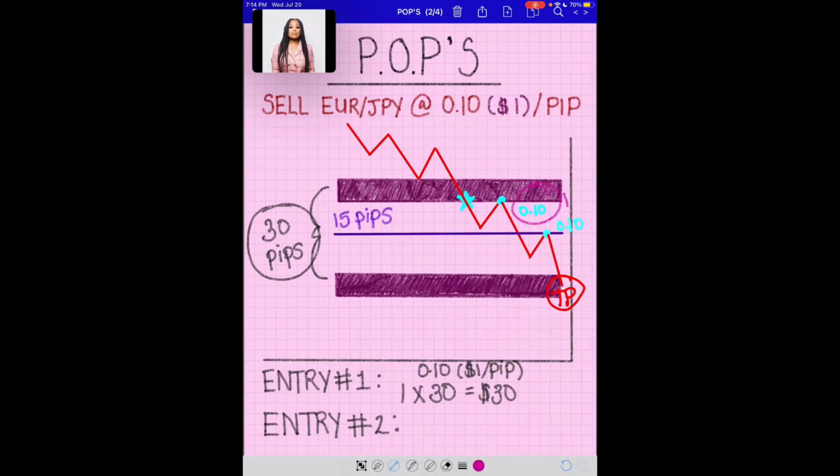However, since we were able to take advantage of the pullback within the market, we gained an additional 15 pips. So let's do $1 times 15 for these 15 pips right here. So 1 times 15 is equal to $15. So yes, you guys, we were able to make an additional $15 for a total of $45 on this one trade setup. All because we decided to get that second entry.